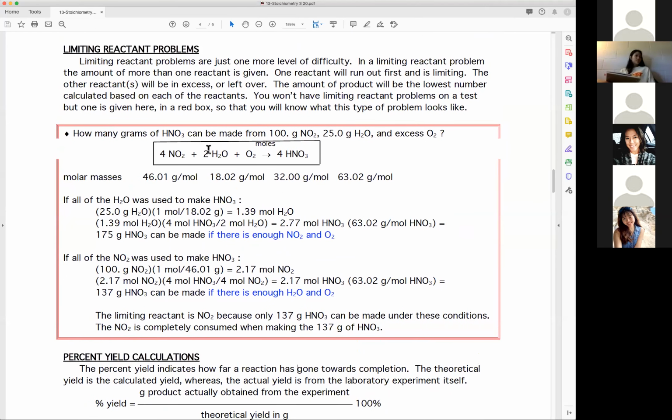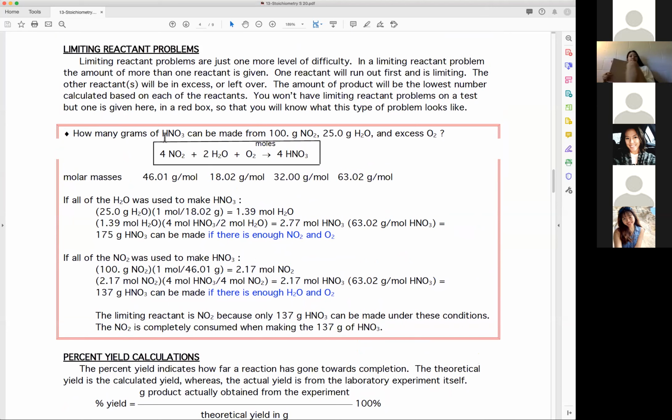Okay, so another level of difficulty that I'm going to show you, but I'm not going to actually make you do it. It's called limiting reactant problems. And really all you do is you simply have to consider how much of more than one reactant. So you essentially have to do the calculations twice. Okay, but I'm not going to actually do that, but I'll show you what it's like.